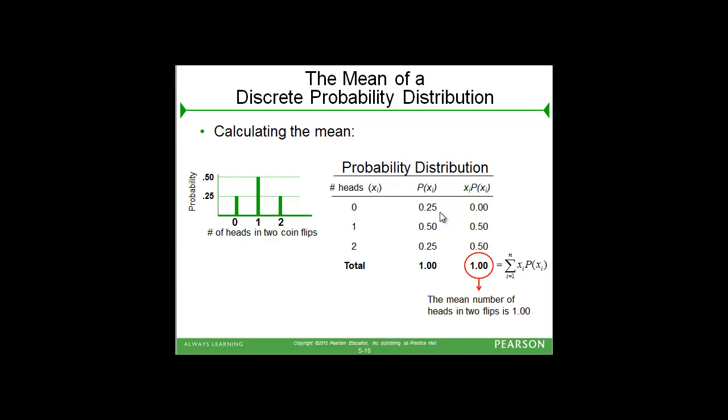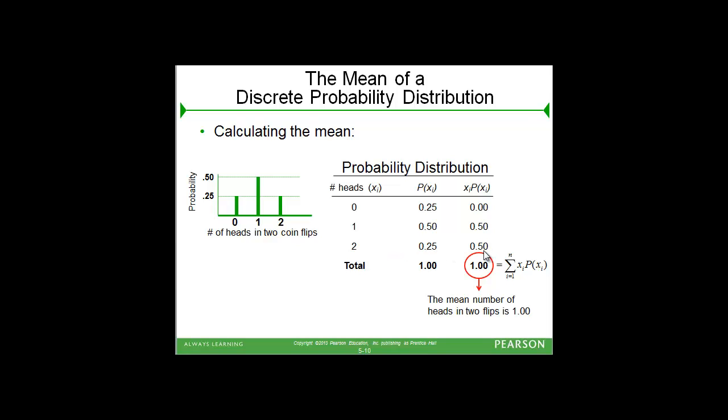0 times 0.25. And this one is the product of x2, which is 1, times the probability of x2, which is 0.5. So 1 times 0.5 is 0.5. And this one is the product of x3, which is 2, times the probability of x3, that is 0.25. So 2 times 0.25, we get 0.5.